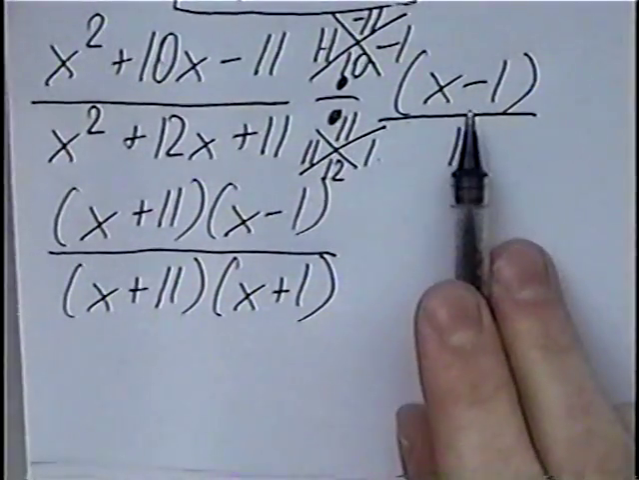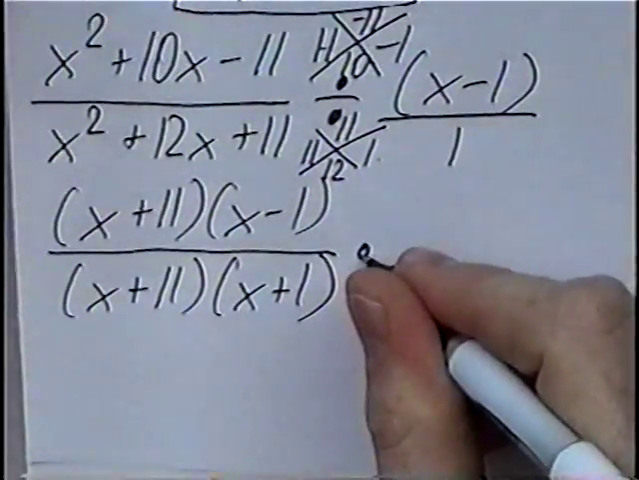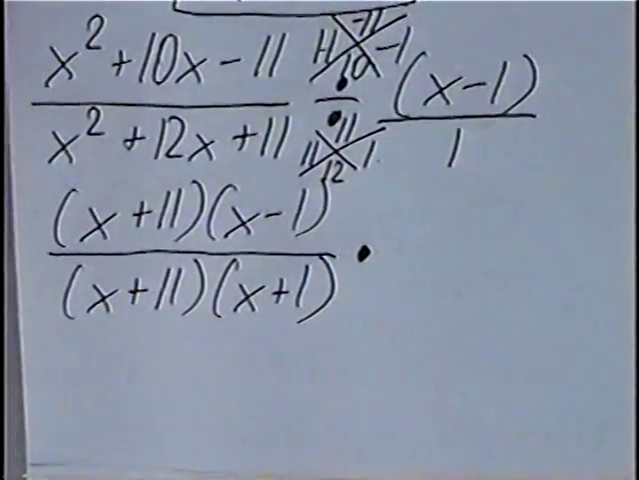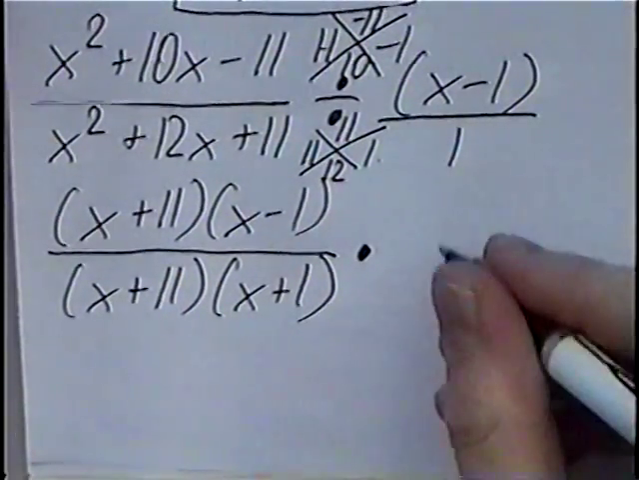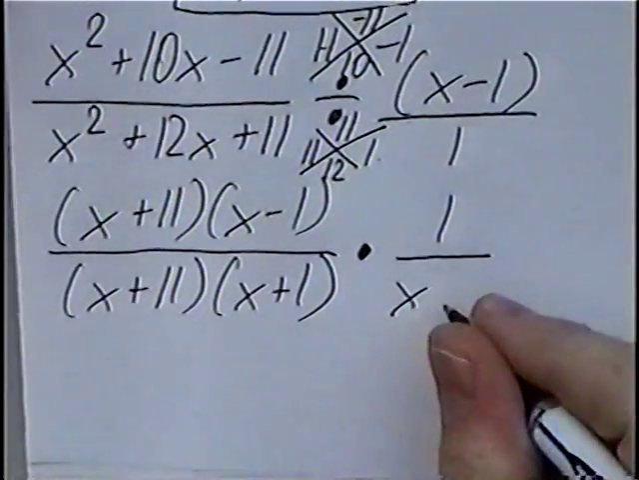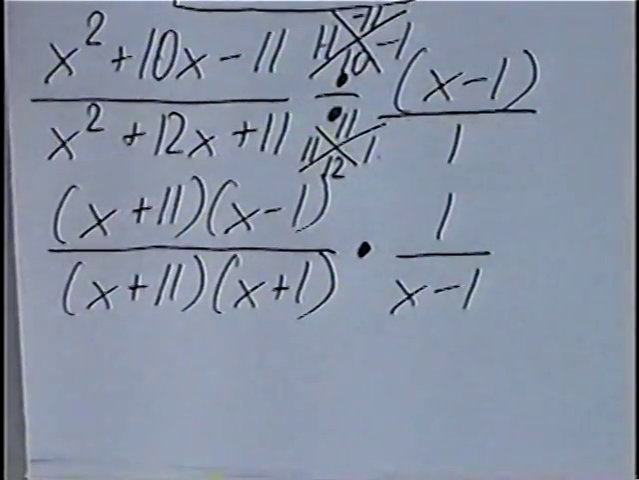Again, we're dividing by a fraction, so we can change that to multiplication by the reciprocal, flipping the second fraction upside down. This time we cannot factor, but the 1 will go to the numerator, and the x minus 1 will go to the denominator.